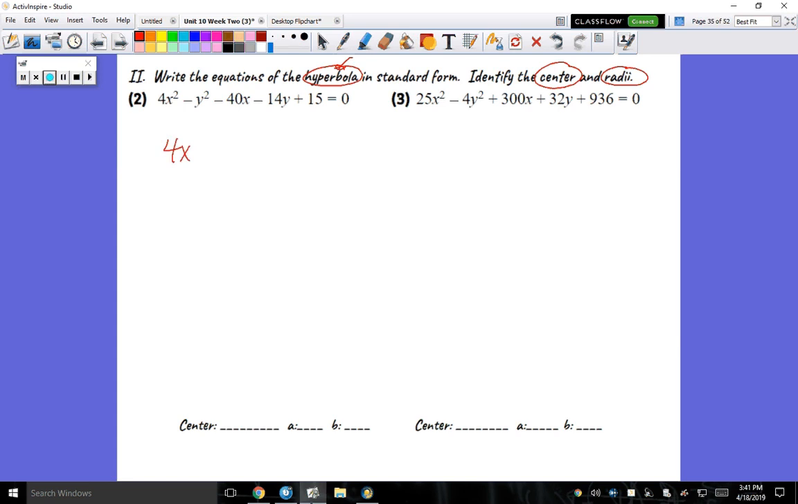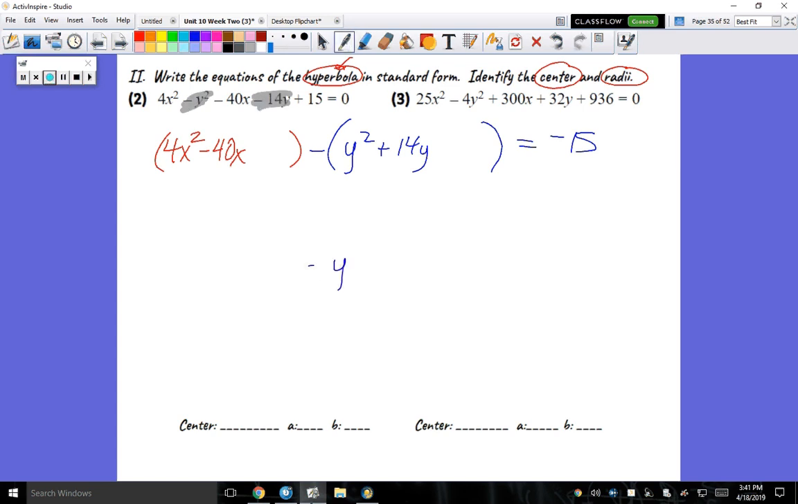Group the x's together. Leave a space. Here's different. We're going to subtract the y squareds. And subtracting the y squareds is a little bit weird right now because you have this negative 14y. So I'm going to have to put it like this and put the negative 15 here. Look what just happened. I grouped these together.